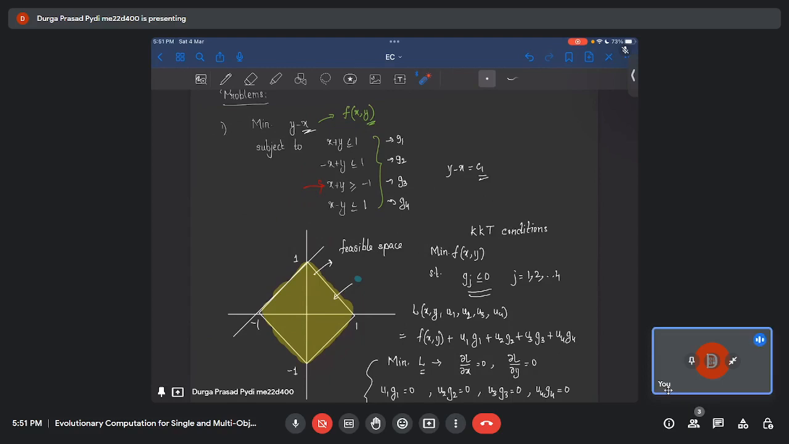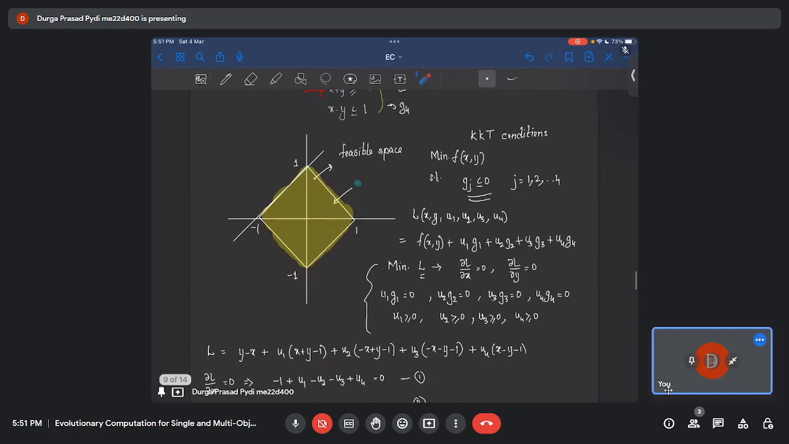We started with this problem where you have to minimize some function, y minus x, with these particular constraints. Graphically, y minus x is this particular 45-degree line, so minimizing y minus x is basically minimizing the x-intercept value. You can see graphically that it will go to this particular value, and this will be the minimum.